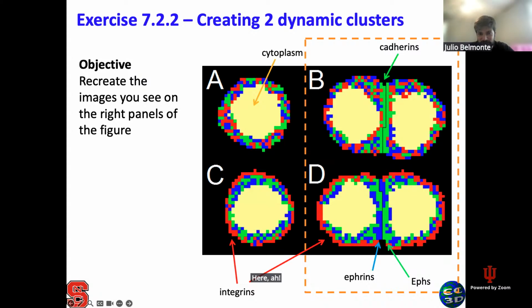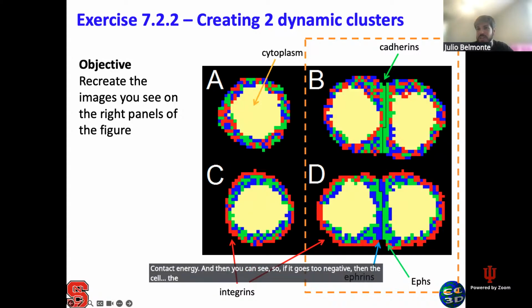Kaya used a very negative red-medium contact energy. And you can see, if it becomes too negative, then the red compartment prefers to be with the medium rather than with its own compartments. So it just explodes.